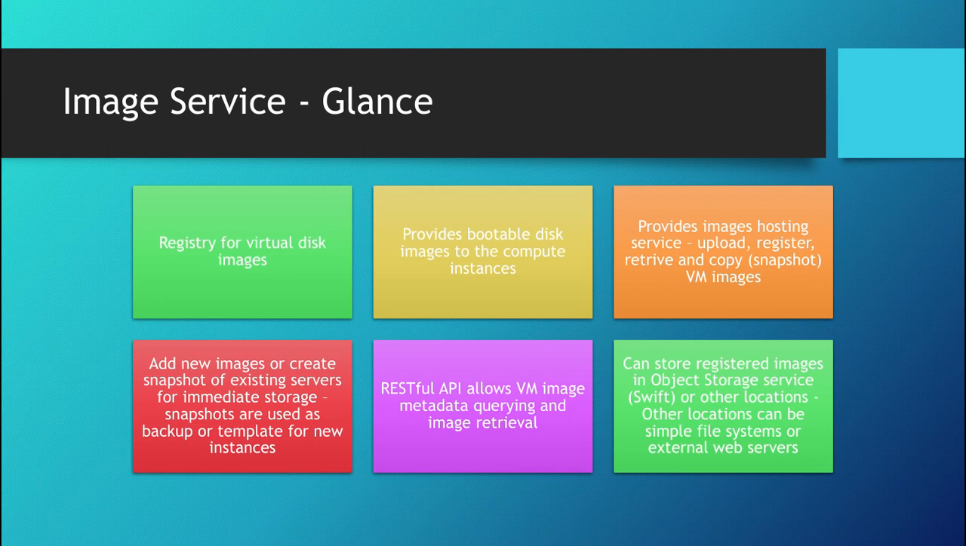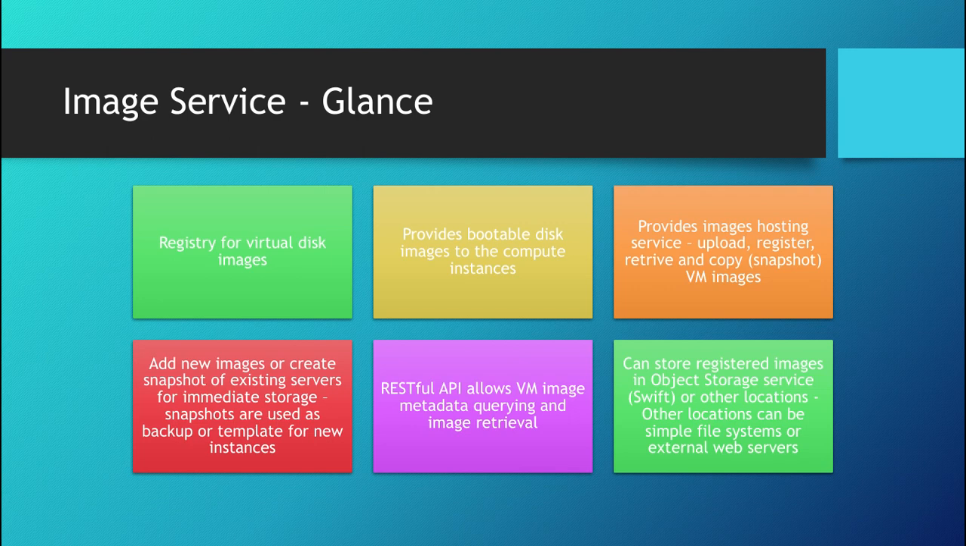Also with Glance you can add new images or create a snapshot of your existing servers for immediate storage. This is helpful if you are taking a snapshot of an instance for backup purposes. If you are making some changes in that instance and you want to keep a backup so that if required you can roll back to it, you can take a snapshot via Glance. The same snapshot can also be used as a template for a new instance, so that you can build a new instance from that snapshot.